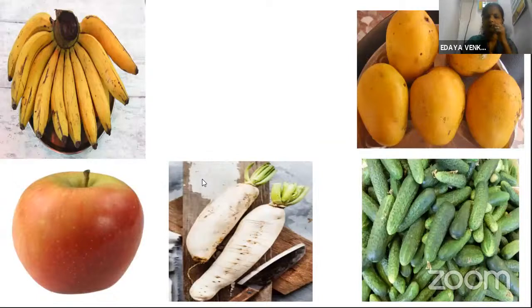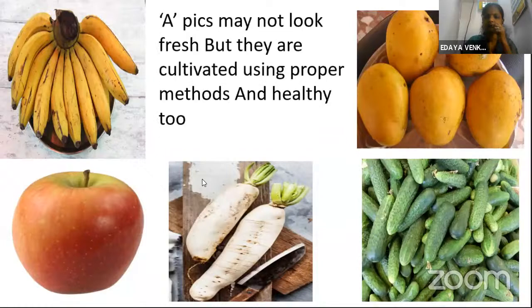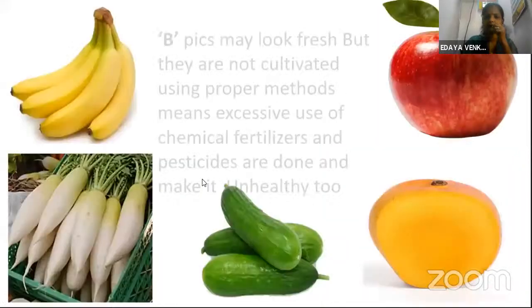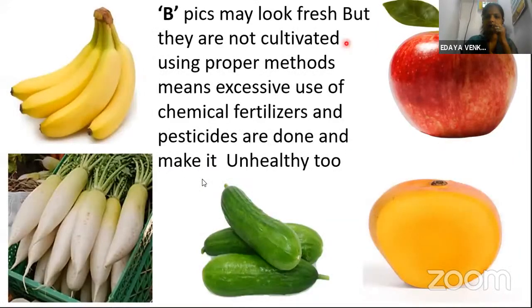So now here are a few pictures, as we have already done this topic. These are A category pictures. They may not look fresh, but they are cultivated using proper methods and are healthy too. And these are B category pictures. They may look fresh, but they are not cultivated using proper methods, meaning excessive use of chemical fertilizers and pesticides is done, and it makes them unhealthy too.